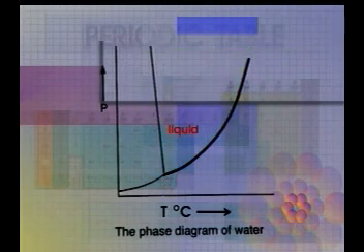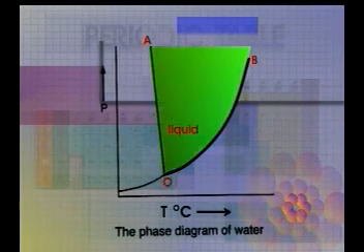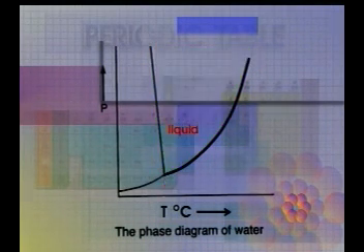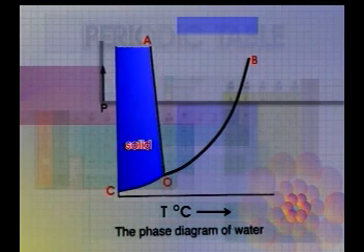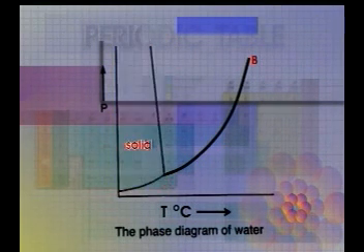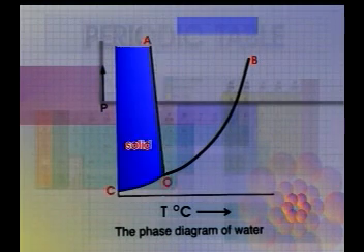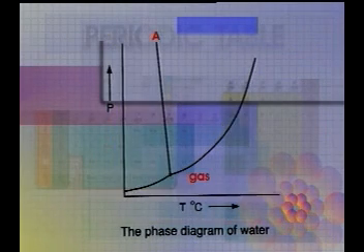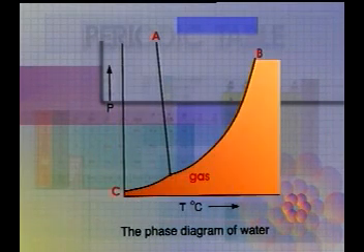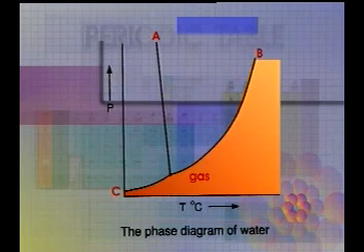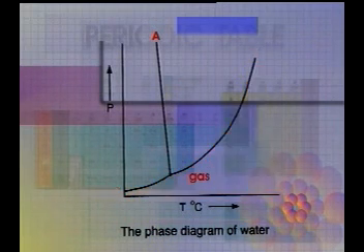In this figure, the area bounded by AOB shows all the combinations of pressure and temperature under which only liquid water exists. The area bounded by AOC shows all combinations of pressure and temperature under which only solid water or ice exists. The area bounded by COB shows all combinations of pressure and temperature for which only water vapor exists.